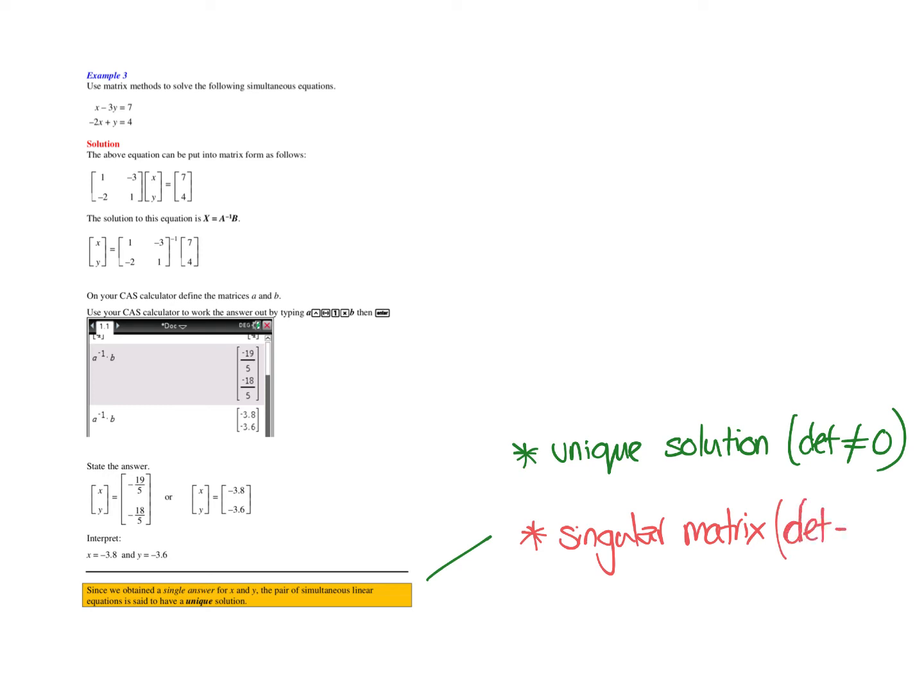So did equal 0, okay? They're really the only wording you need to know.